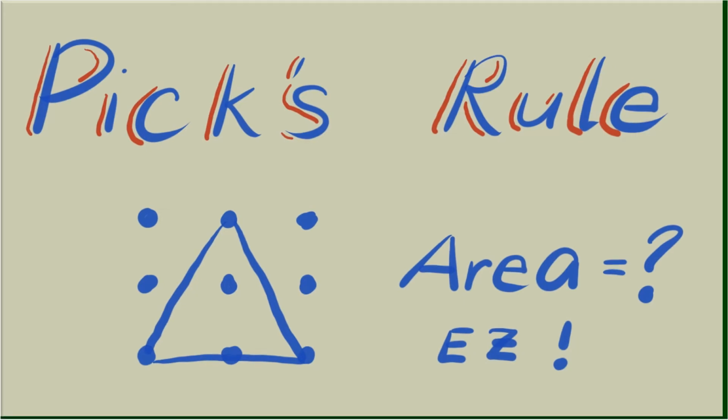Hi everyone. In today's video, I'm going to share with you an easy, very efficient way to calculate the area of a polygon using this theorem, which we call Pick's rule or Pick's theorem. This is a shortcut, you may say, to finding the area of any polygon. So let's start with brushing up our definition of a polygon.